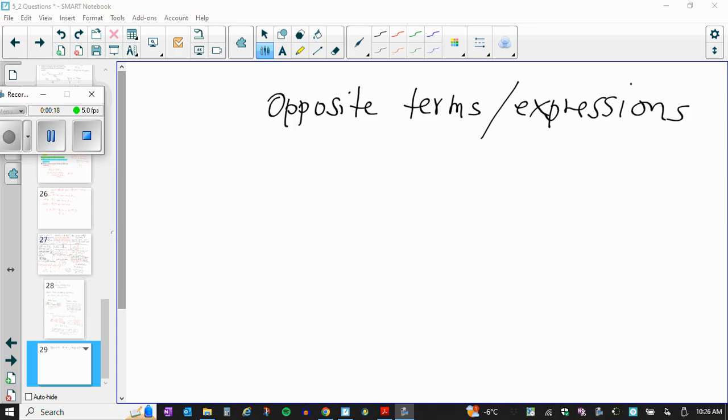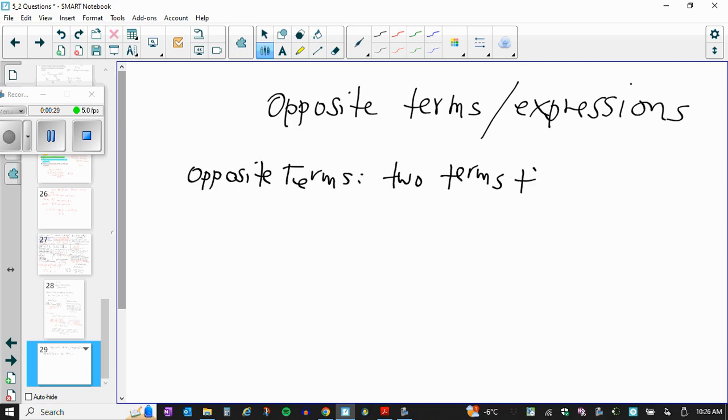So opposite terms, as a definition, are two terms that combine to make 0. 0 pairs is another word for opposite terms. That's right. What do I mean by that?